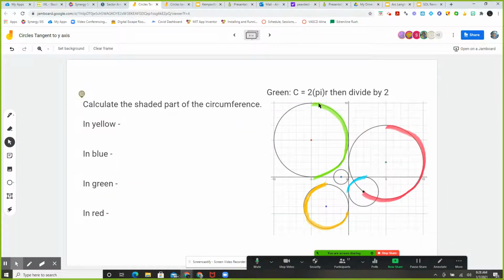So if I look at this green arc, all I care about is this line around the edge. So this is part of the circumference. So this time I need to use the circumference. So 2 pi r and then divide by 2. So what is 2 pi r? 2 times 3.14 times the radius, which is 1, 2, 3, 4, 5. And then I want to divide it by 2. So what does that give me when I do that in the calculator?